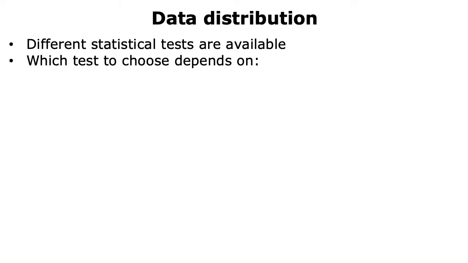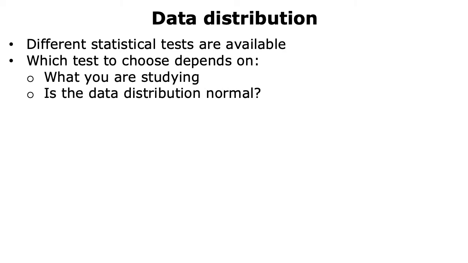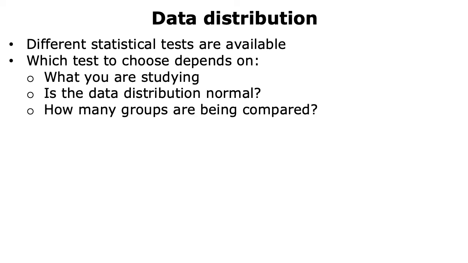There are different statistical tests that are available to scientists in order to calculate the p-value. Now, which test should be chosen depends on different factors, including what the scientist is studying, whether the data that has been collected shows a normal distribution, and how many groups are being compared.